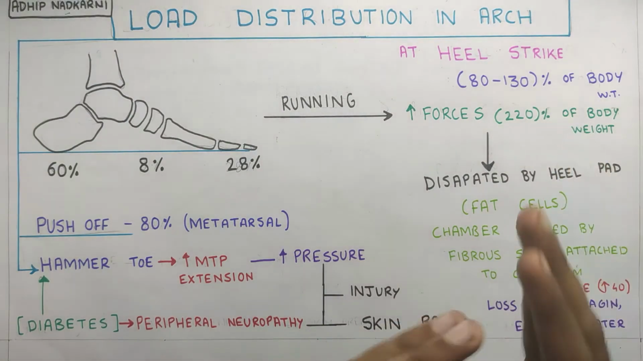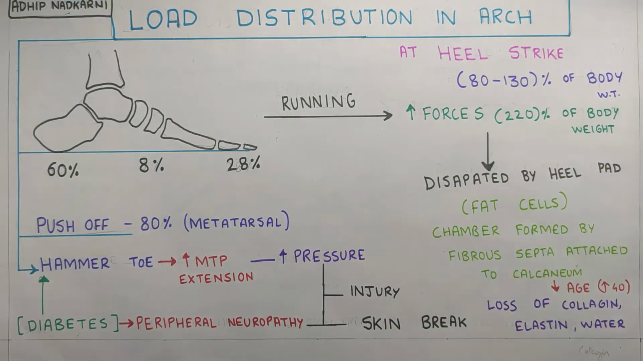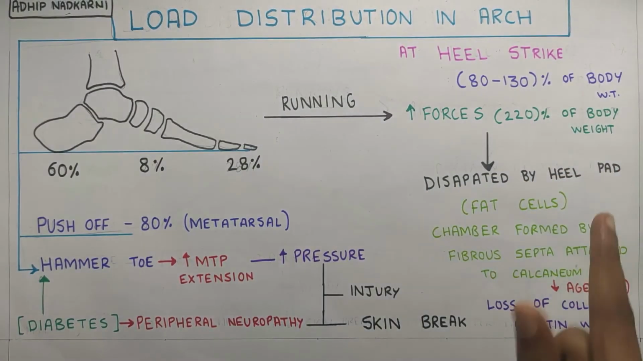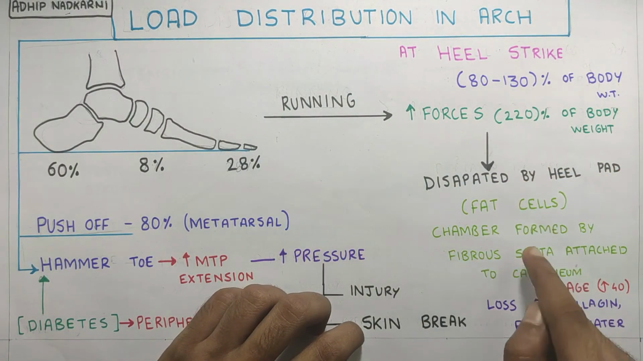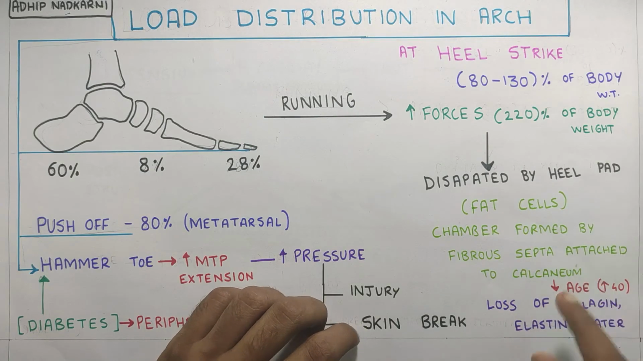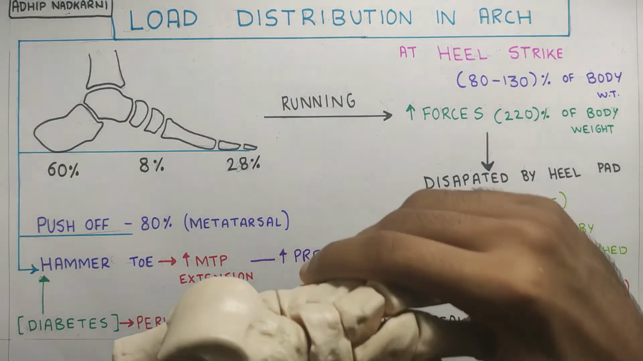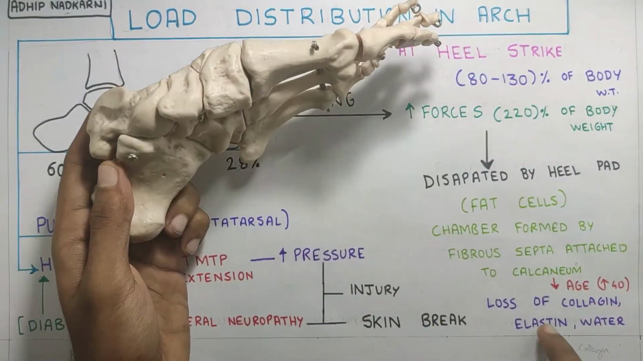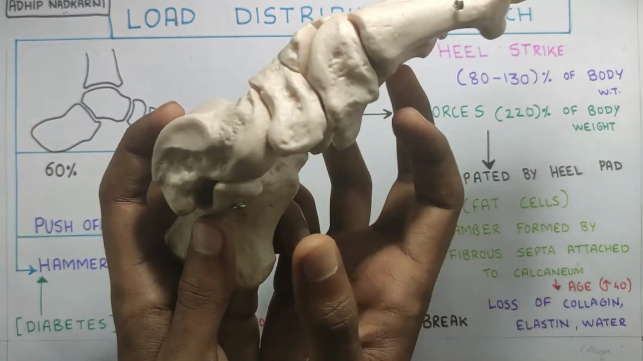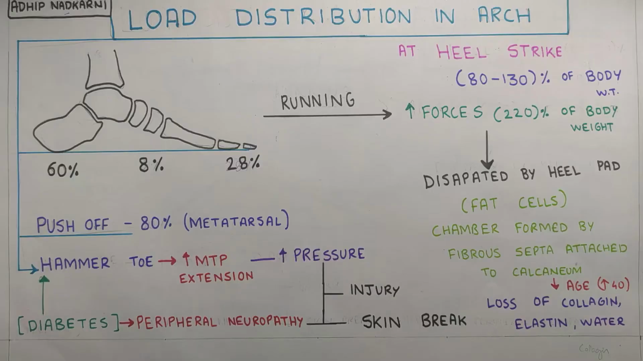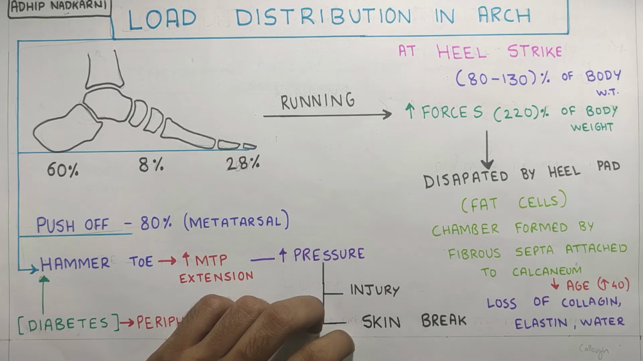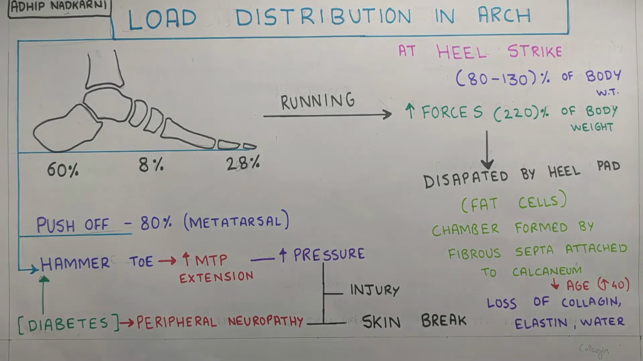Now these forces are dissipated by your heel pad. Just below your heel, there is something called the heel pad. Now this consists of the fat cells and chambers formed by the fibrous septa that attach to the calcaneum, which are present like this under your calcaneum. Now these contain collagen, elastin and water, which absorb all the forces that are being transmitted, and these structures normally start diminishing as the age increases. As age increases above 40, these structures start getting diminished. So we should be careful about that too.